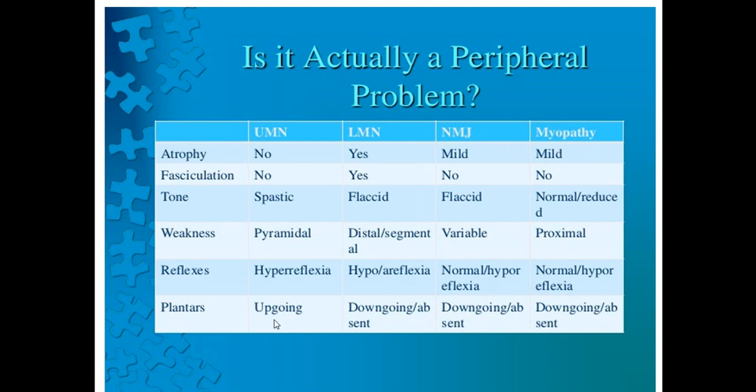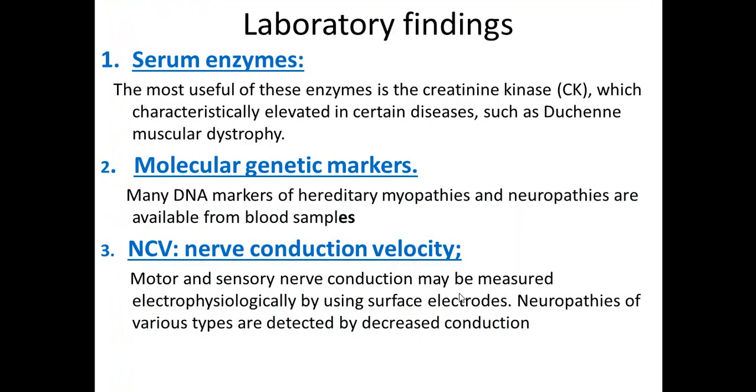Plantaris, which means the Babinski is upgoing in the upper motor neuron lesion, it is downgoing and/or absent in lower motor neuron lesion, and it is downgoing, absent in junctional disorders and also in myopathy. Laboratory finding: we have to check the serum enzymes. Usually it is increased, and we will check creatinine kinase, elevated in certain diseases like Duchenne muscular dystrophy.